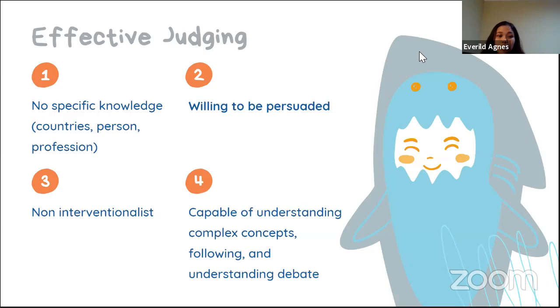And the next thing is you are capable of understanding complex concepts, and following and understanding the debate. So we need you to check yourself on whether or not you're capable of doing so. So that's how you have effective judging, basically in four steps.